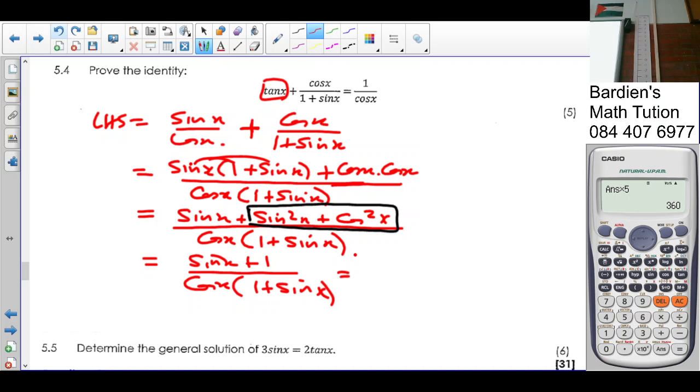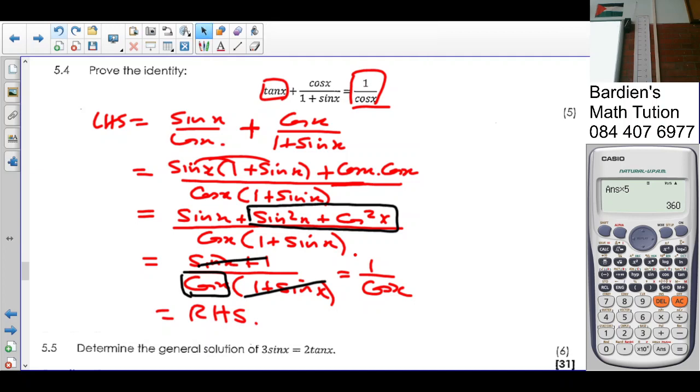So what can happen now? Cancel. You see the cos is in the denominator, so it's going to be 1 over cos x. That is the same as the right hand side. There we have proven the identity. Okay?